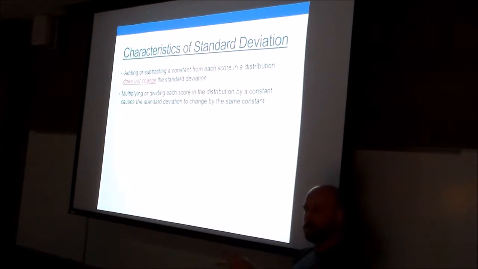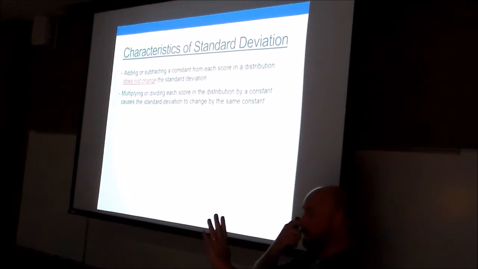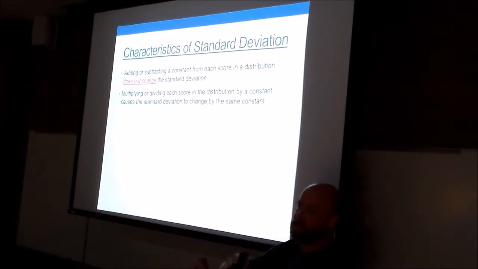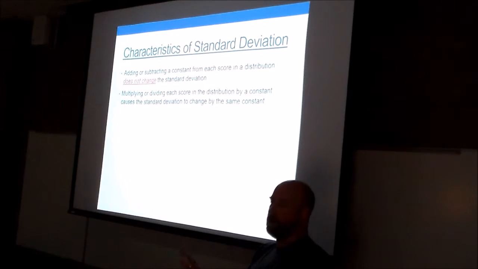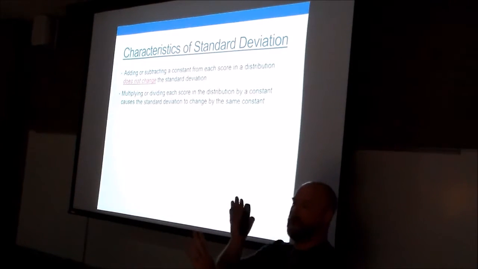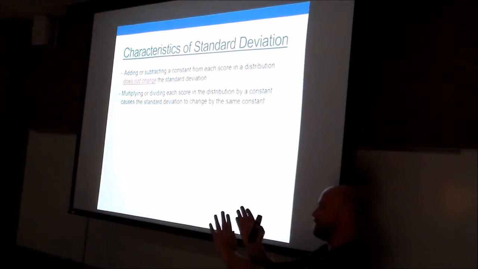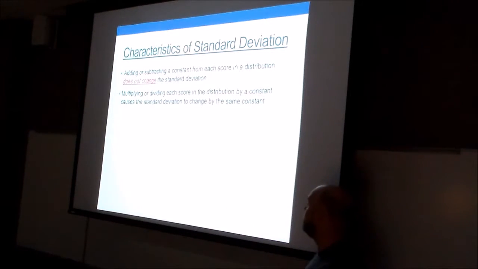So if I go through and I add a constant to every score, it's going to adjust my mean by whatever the constant was, right? But again, say the sample mean was 50, standard deviation of 10, and I add a constant of 10 to every score in the distribution. What's my new standard deviation? It doesn't change. It's still 10, right? Because the spread of scores doesn't change. I've just shifted that along the distribution, right?